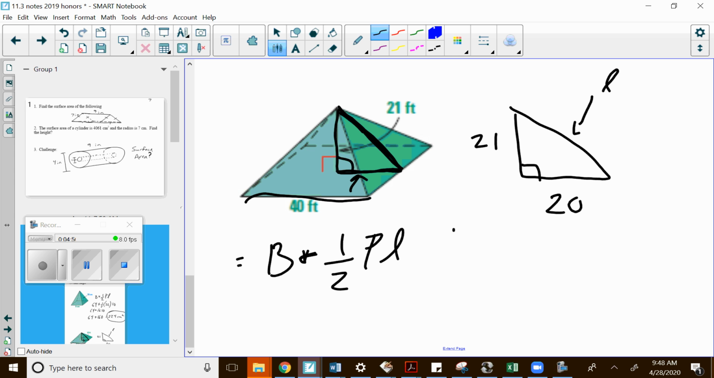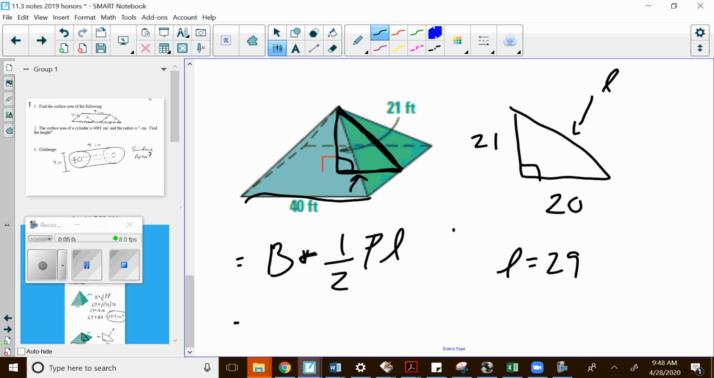And to find our slant height, we're just going to use the Pythagorean theorem. Okay, 20 squared plus 21 squared, and then square root it, and we get 29 on the dot. So the slant height is 29 here.